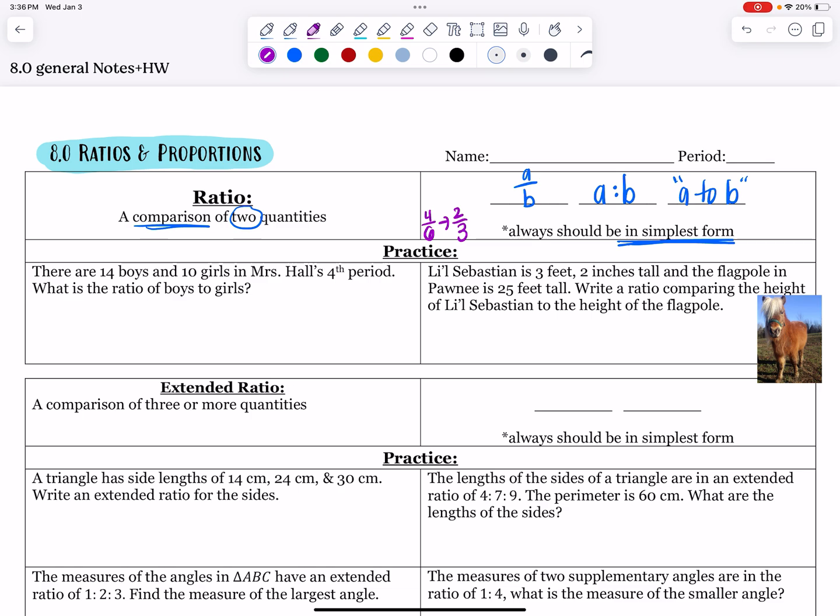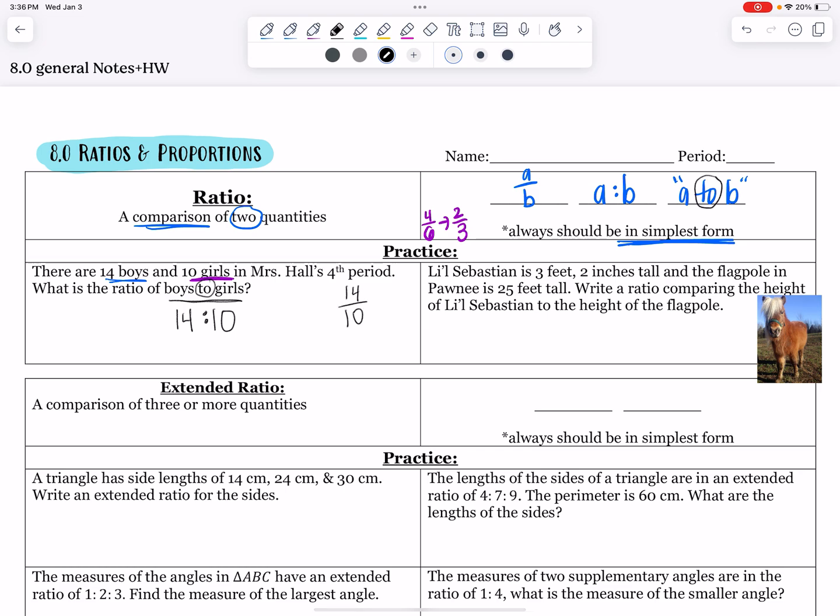So let's see how this pops up in an actual problem. If there are 14 boys and 10 girls in Miss Hall's fourth period, they want to know what that ratio would be of boys to girls. Now notice that they have that same phrasing here, boys to girls, kind of like what we did up here, A to B. So we want to go in that exact order. So we'd say 14 to 10. I'm going to write it like this. You could also write it as a fraction if you want, either way. So 14 to 10 or 14 over 10.